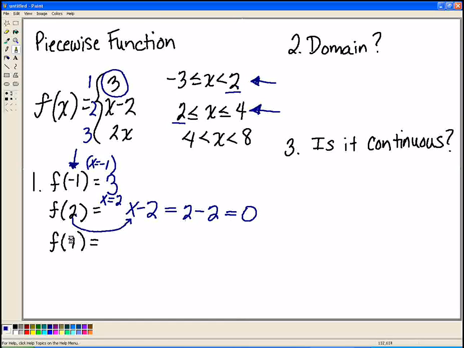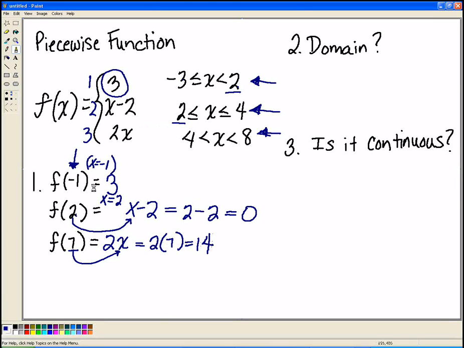Let's do one more, f of 7. We're going to use the 7 to tell us which piece to use, the first piece, the second piece, or the third piece. Well, I see that 7 falls between 4 and 8, so I'm going to use the third piece here. So I know that it's equal to 2x. But I'm still not done. I need to plug this 7 in for x. So I see that it's equal to 2 times 7, or 14.